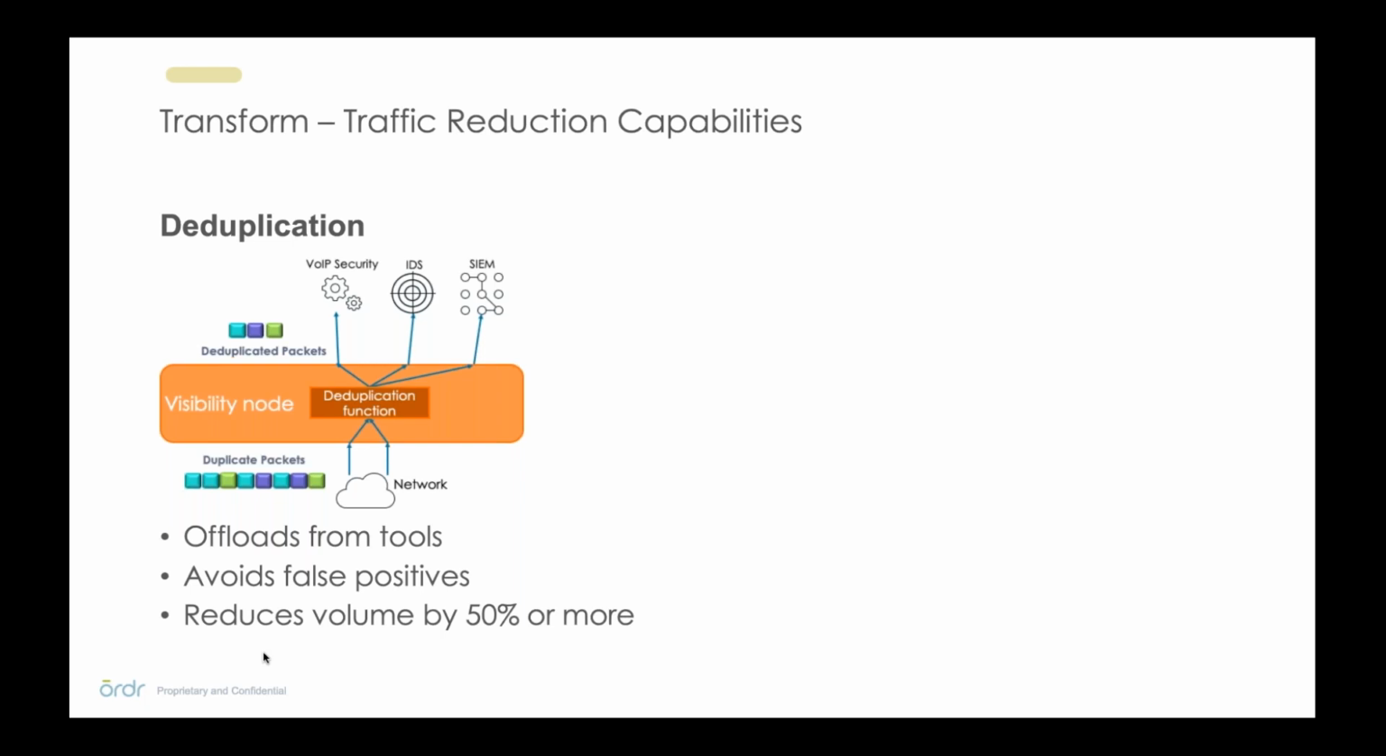One, it's less traffic to send back to the devices, so it doesn't overload the links you're forwarding the traffic on. It doesn't overload the tools themselves with irrelevant traffic. And it also avoids things like false positives. And for any device that's able to do its own deduplication, it also improves its performance. And you can get a significant saving by just doing deduplication, probably at least 50%.